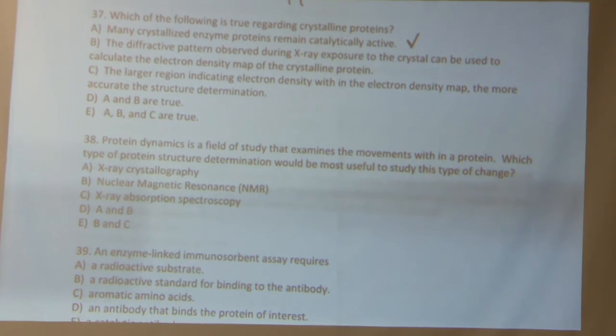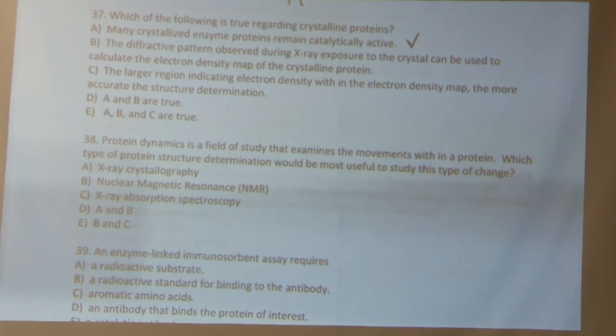So the diffraction pattern observed during X-ray exposure to the crystal can be used to calculate the electron density map of the crystalline protein. So what do they shoot at this crystal? X-rays, because it's X-ray crystallography. And then what is the better resolution? Do we want a higher resolution or a lower resolution? Higher resolution? So we want that number to be bigger? Well, you want your electron density to be smaller, but you like higher resolution. So how do we get higher resolution? Smaller. What is it usually measured in? Angstroms.